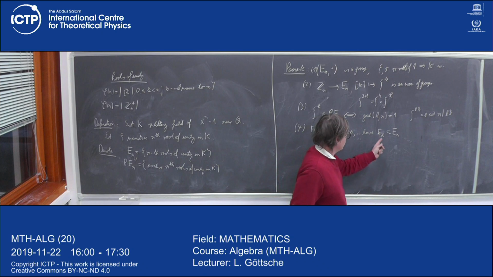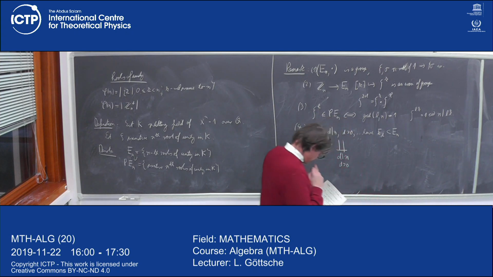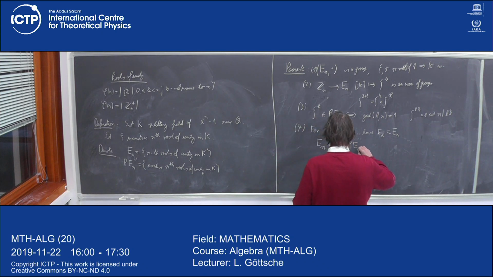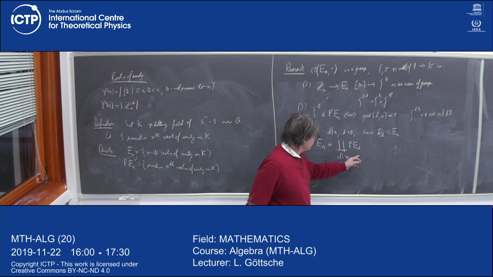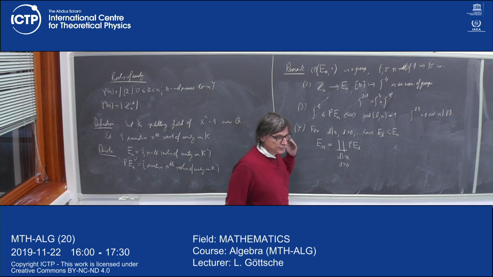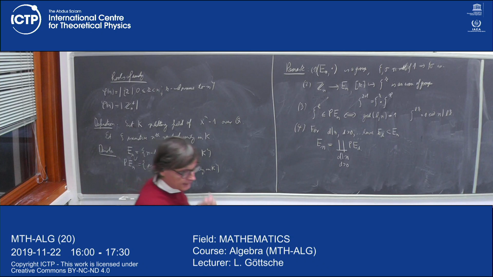Because if eta to the d is equal to 1 and d divides n, then if I take it to the power n, I also get 1. More precisely, we can write that the nth roots of unity are the disjoint union over all divisors d of n of the primitive dth roots of unity. This is essentially by definition. If you have a primitive dth root of unity and d divides n, obviously it's an nth root of unity. And if you have an nth root of unity, it will be a primitive dth root of unity for some d, the smallest power so that you get 1, and this d must be a divisor of n.